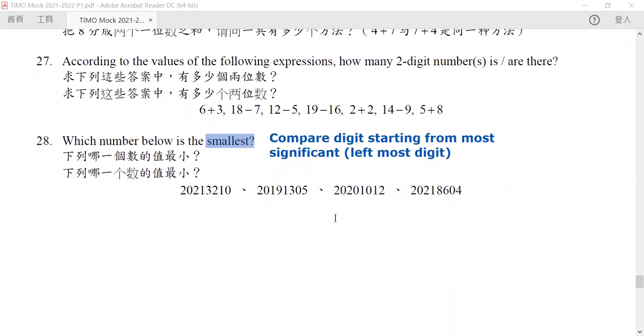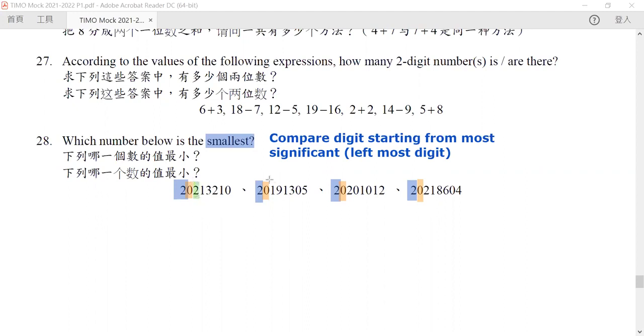So now let's compare it one by one. Our leftmost digit is 2, right? They are all 2, so they are the same. So we still don't know which one of them is smaller. So again, we compare the next digit, which is 0. Again, they are all the same. So we still don't know which one of them is the smallest.